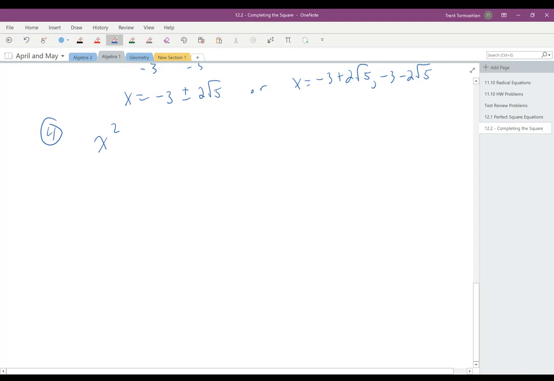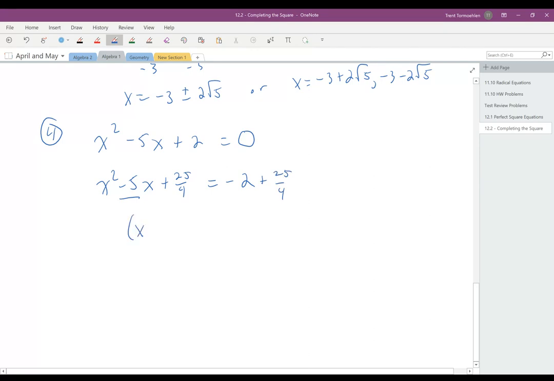You got x squared minus 5x plus 2 equals 0. So on this one, we isolate the x squared minus 5x term. And so we get this, x squared minus 5x plus something equals -2. Now on this one, when we take half of 5, we get 5 halves. 5 halves squared is 5 halves times 5 halves, which is 25 fourths. That's what we need to add to both sides.